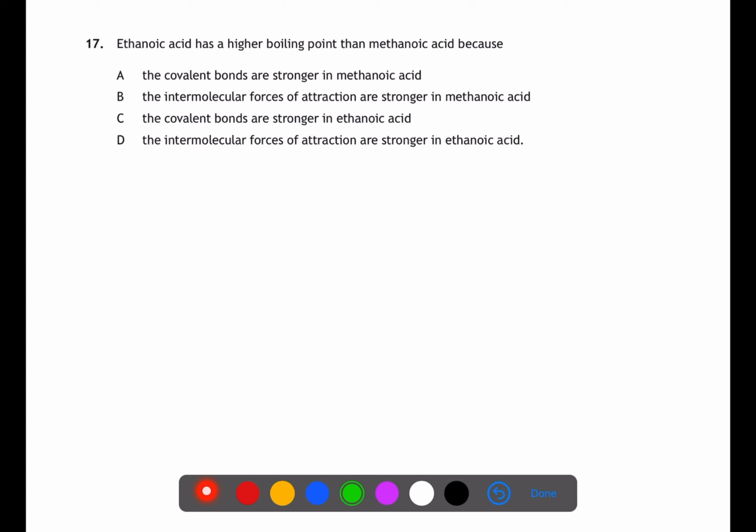For question 17, we're looking at boiling points. Boiling points are affected by intermolecular forces between the molecules. We don't break any covalent bonds when we boil a substance, so you can eliminate A and C. If the forces of attraction are stronger, then you'll have a higher boiling point, therefore it's D.